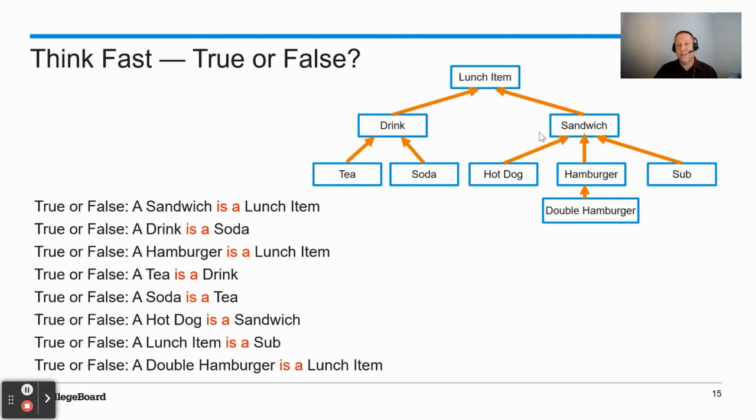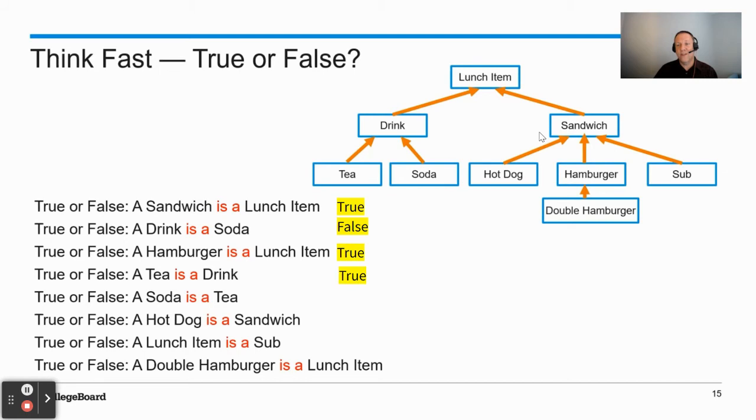So, true or false, folks? A sandwich is a lunch item. I think that's true. A drink is a soda. I was trying to trick you, but you're too good. A hamburger is a lunch item. Yeah, even though it isn't directly, it's under that side of the tree. A tea is a drink.